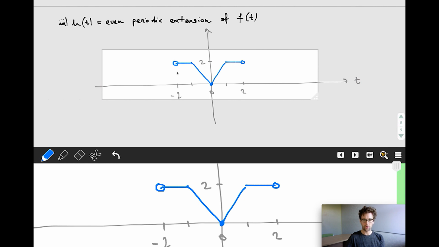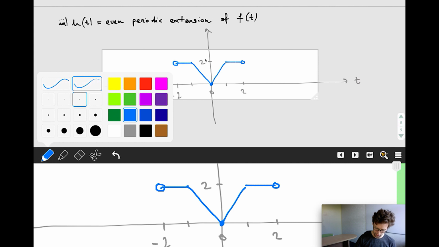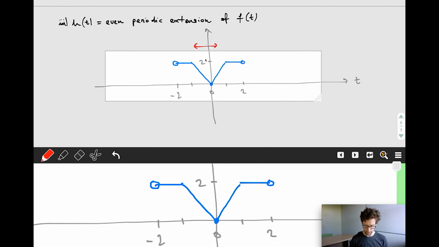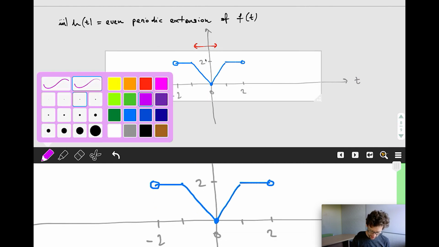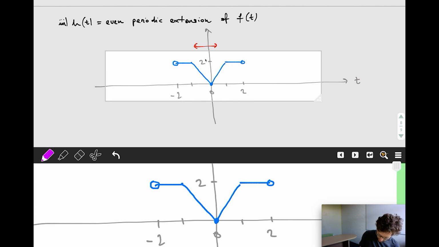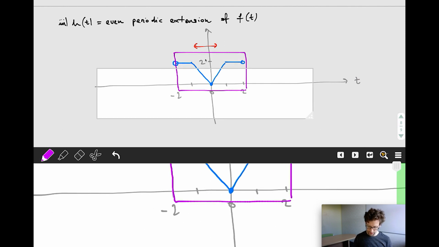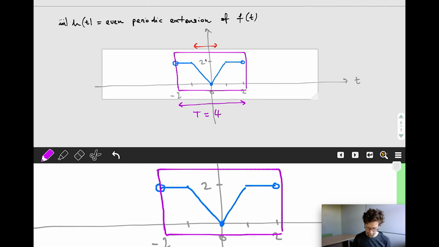Okay? So notice that what I've done is I took my original tile, I took its mirror image, so I swapped the whole thing left-right to end up with a new tile, which is indeed an even function. The other thing that you notice is that this basic tile now has a width of 4, not of 2. It's twice as large. And that's going to be the period of my new function.